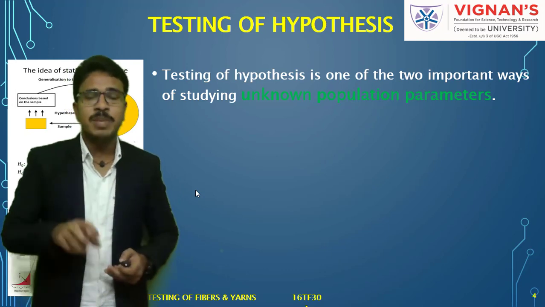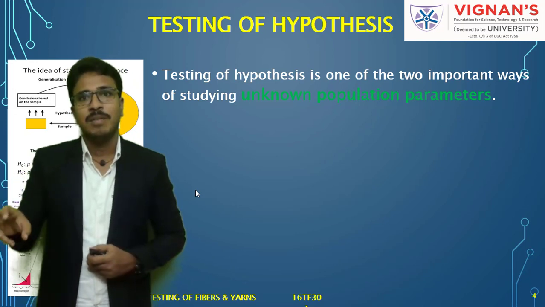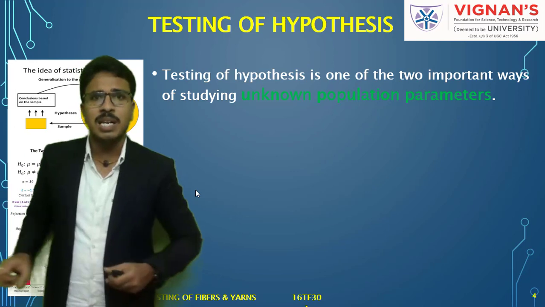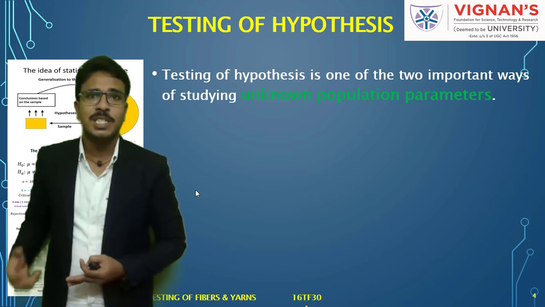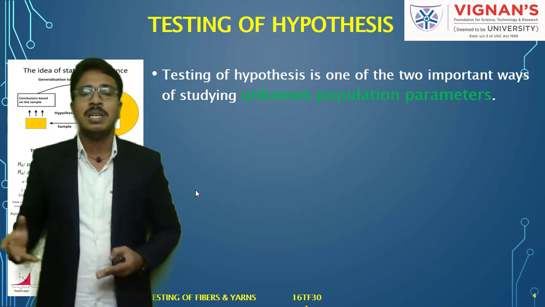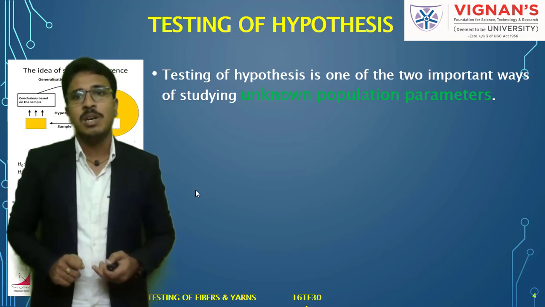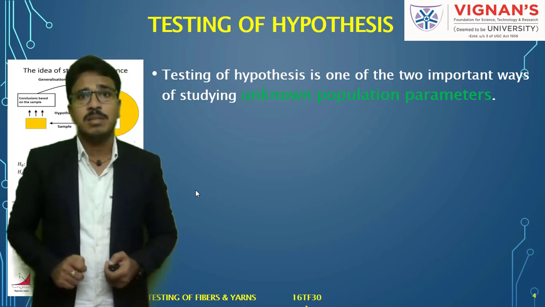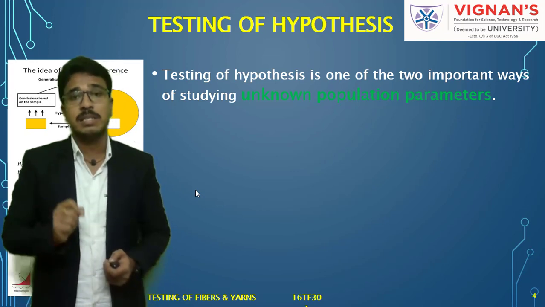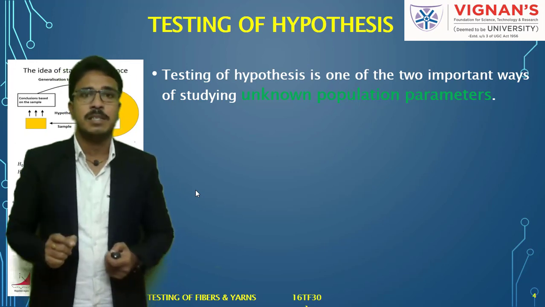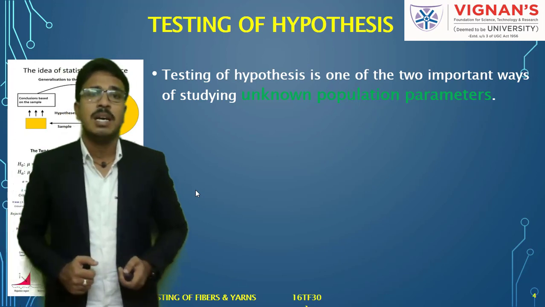That means we are assuming something about the population parameters, and from that we are drawing an inference whether the assumption is right or wrong. This is what we are going to test by using different tests. Understand? So the testing of hypothesis is one of the two important ways of studying unknown population parameters. The other one is estimation, which we have already discussed in the last slide.